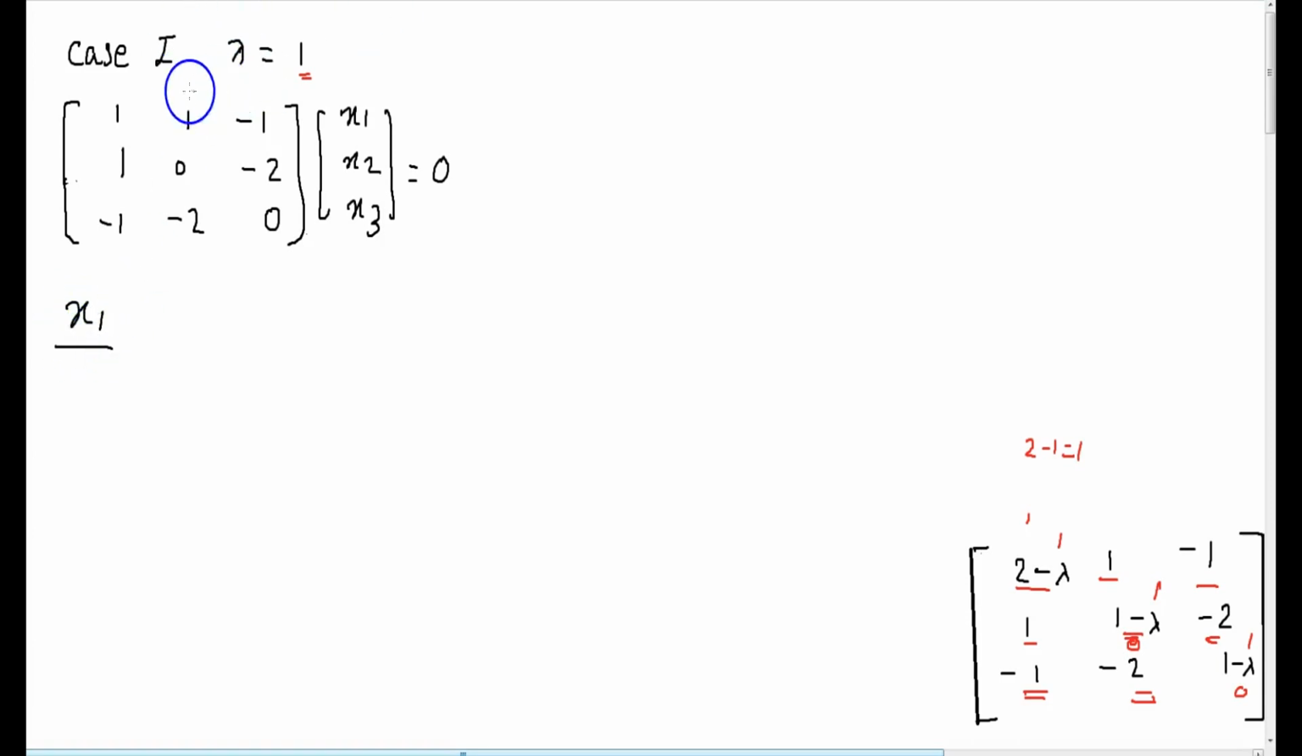For finding the values of x1, x2, x3, use the following method. x1 by minor of A11. Here minor of A11 is 0, minus 2, minus 2, 0, and cross multiplying, we get 0 minus 4, equal to minus x2 by minor of A12. Here minor of A12 is 1, minus 2, minus 1, 0, and cross multiplying, we get 0 minus 2, equal to x3 by minor of A13. Minor of A13 is 1, 0, minus 1, minus 2, and cross multiplying, minus 2 plus 0.